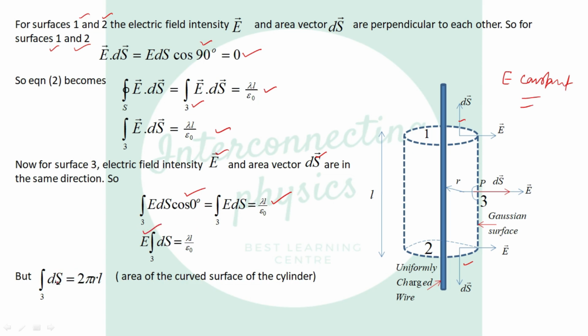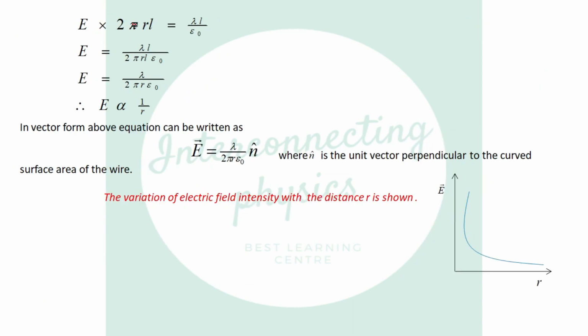So it means electric field E can be taken outside from the integration. Now ds is the area of the curved surface of the cylinder, and you know that is 2 pi r into L. So we substitute this area here. So we get E into 2 pi rL equal to lambda L over epsilon naught, and when we cross multiply, we see L cancels out with L and we get the result lambda over 2 pi r epsilon naught.